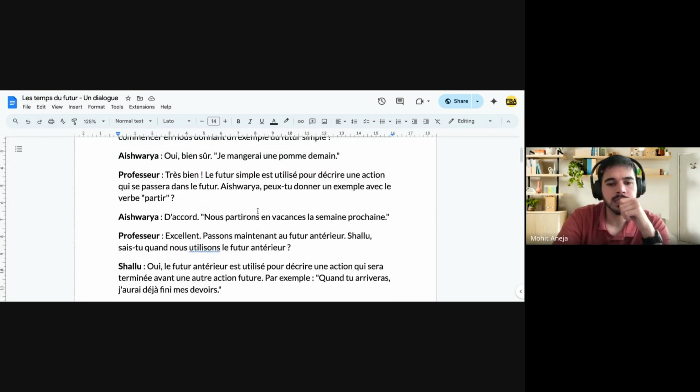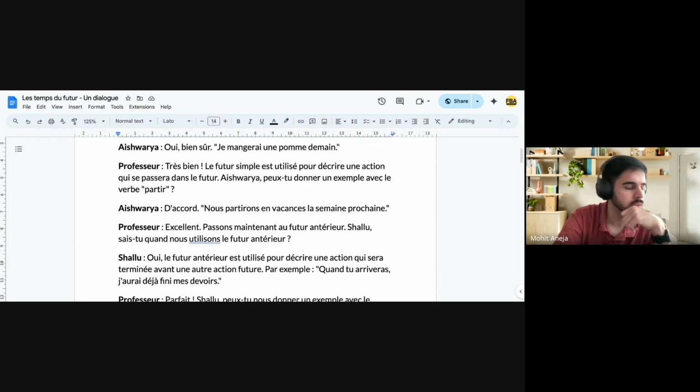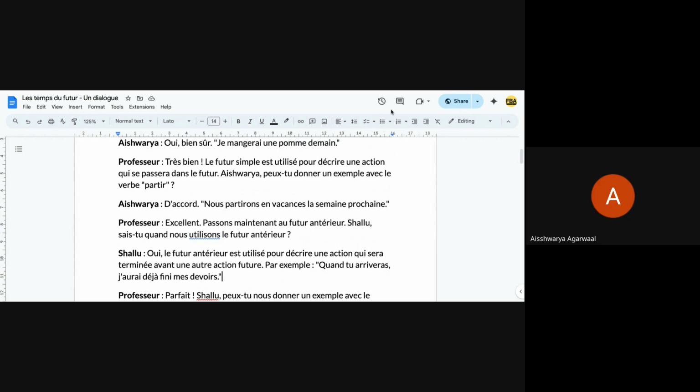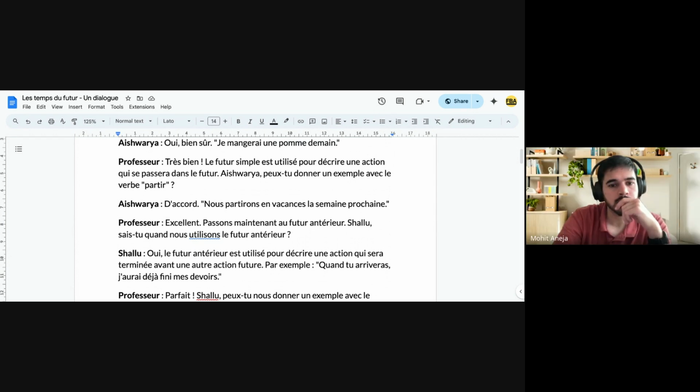Here, is the meaning of these sentences clear? All of you? Aishwarya? Any doubts so far? Just stop me anywhere you don't understand anything.